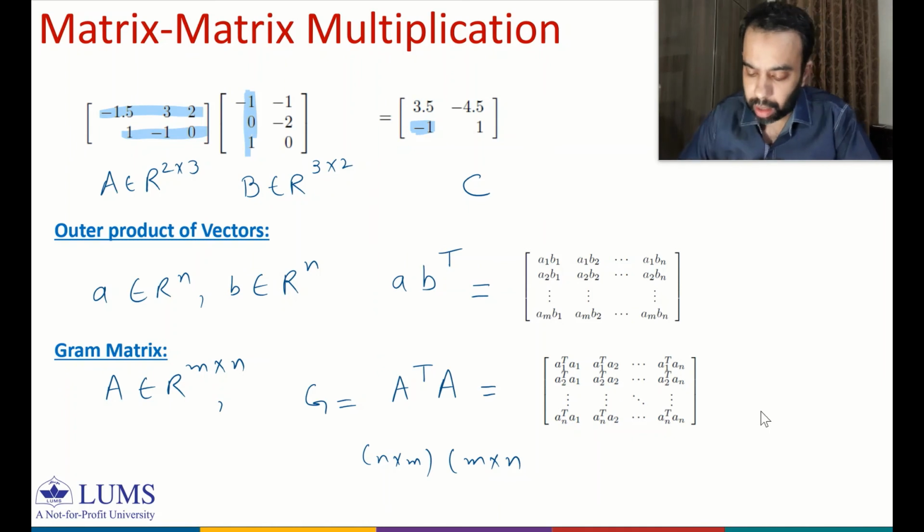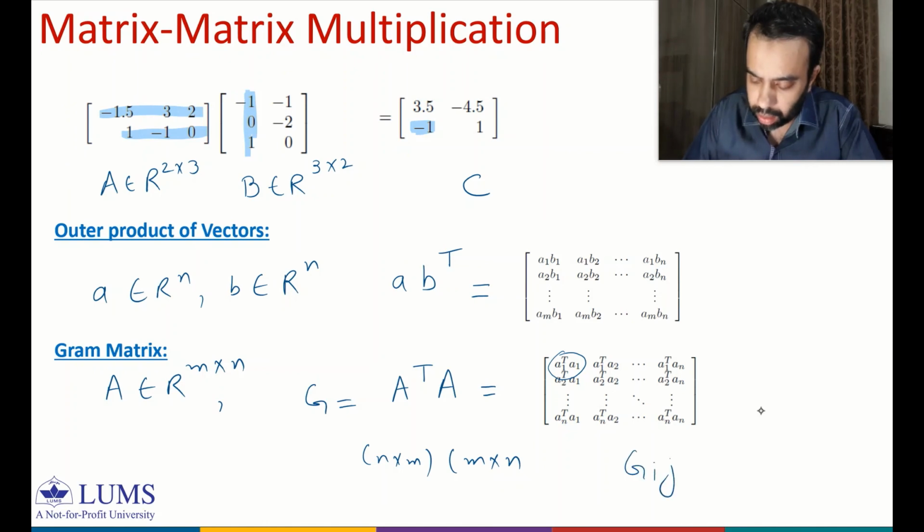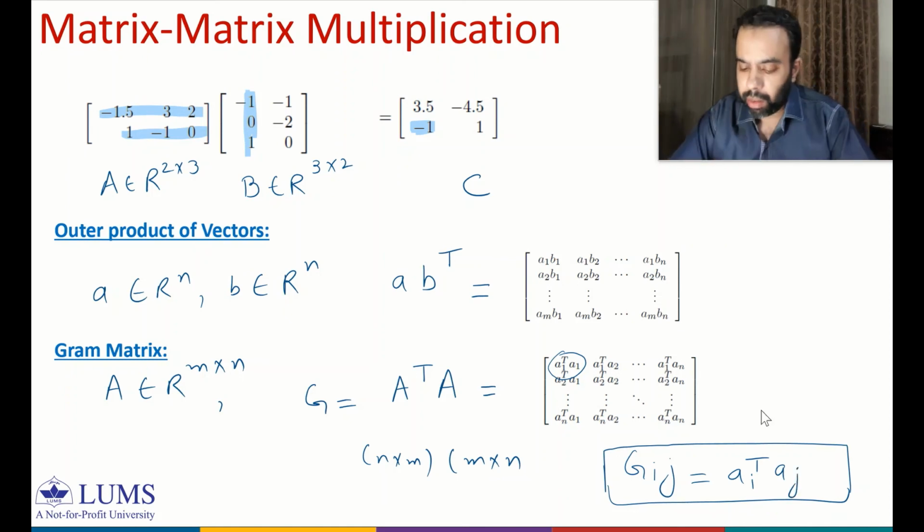So what are the entries of the gram matrix? The first entry is the inner product of the first column of A with the first column, and in fact if I call this matrix G, then Gij, this entry, would be ai transpose times aj, where ai and aj represent the ith and jth columns of matrix A respectively.